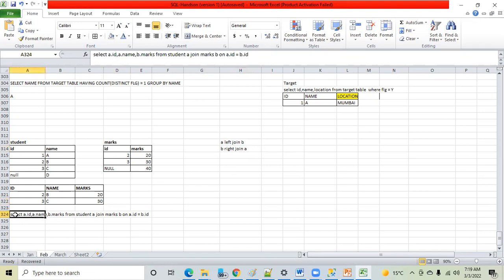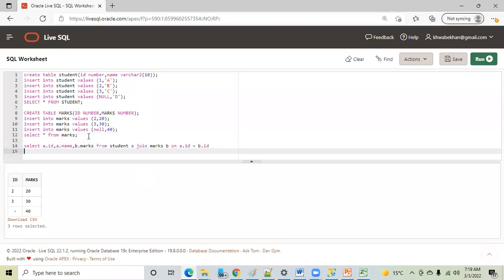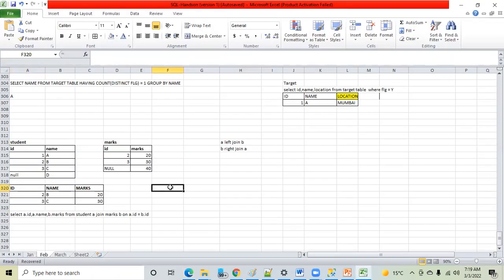So let me run this query. So this is the output in front of you. SQL is giving me this output. First of all, I hope this is clear. This is what we discussed yesterday as well, and I hope this is clear to you all.